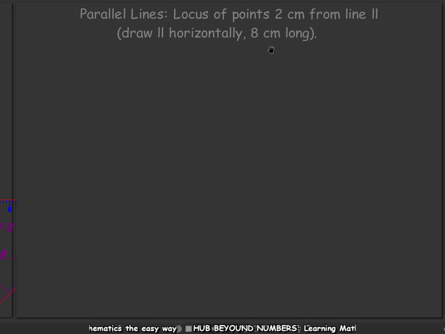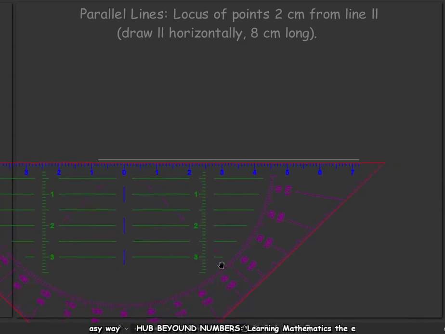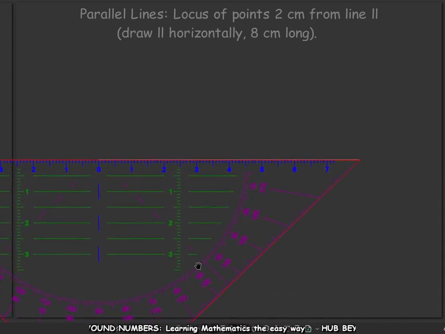And the line is what? 8 centimeters long. So let me just draw an 8 centimeter line over here. I'm going to start from here and end over here. That is an 8 centimeter line, and we can even measure to confirm that. So this is my 8 centimeter line over here, right?